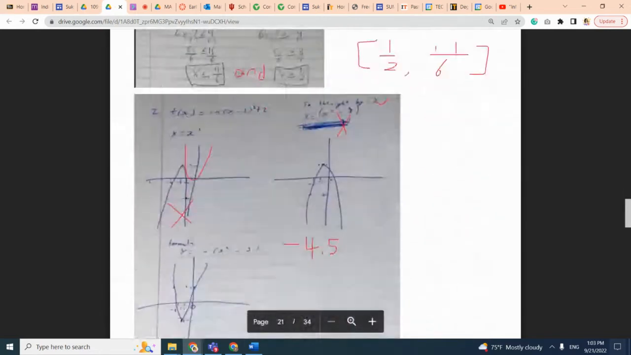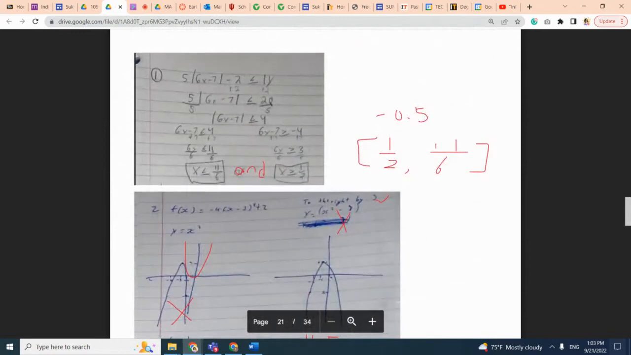Okay. And then, oh, here. Okay, be careful. If distance is small, then that means the 6x minus 3 is less than or equal to 4 and greater than or equal to minus 4. This is not or. This is and. It's bounded between them. So that's why subtract 0.5.